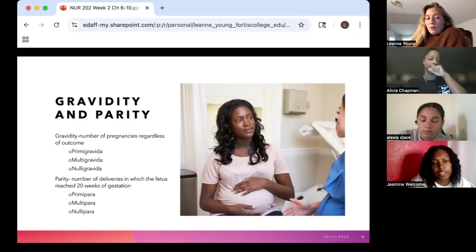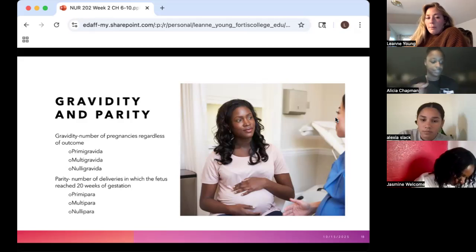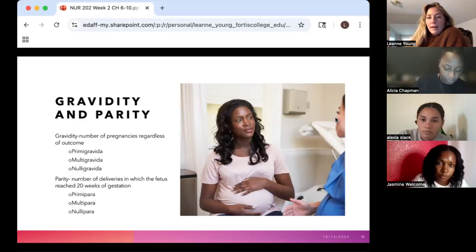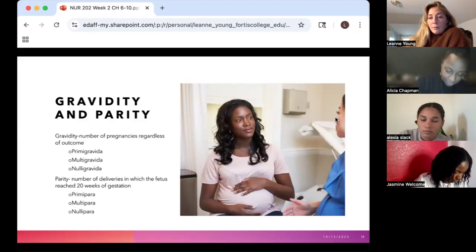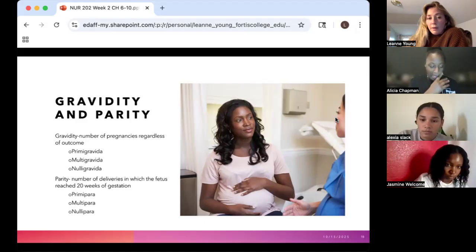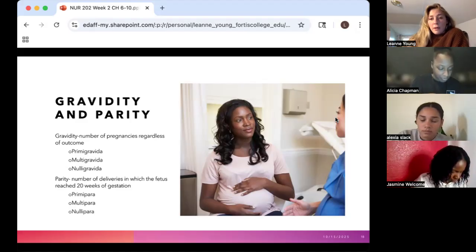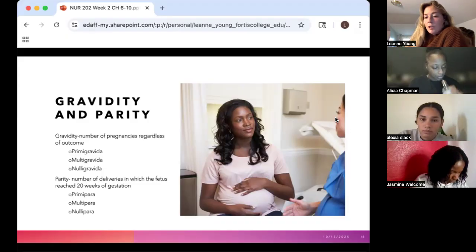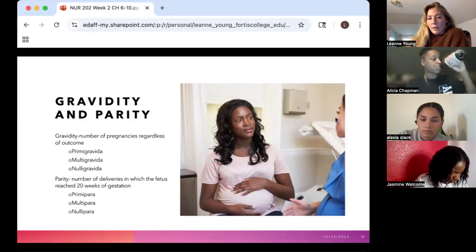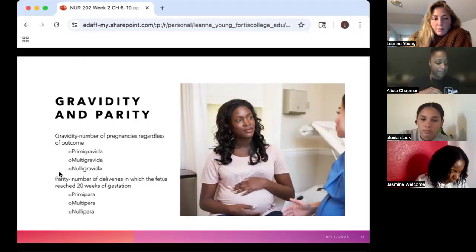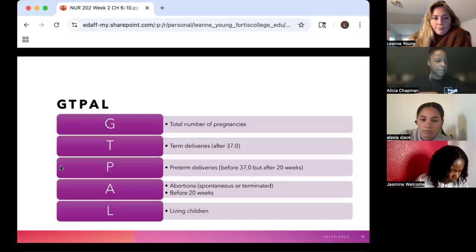Your P is usually live children that you've delivered, infants delivered at term gestation. So she had those 2 miscarriages, which count as pregnancies under gravity, so that would be 2. And then she's pregnant with a term baby that she's going to deliver. So that would be her 3rd pregnancy, but she doesn't have any children living at home yet. So she's a G3P0.